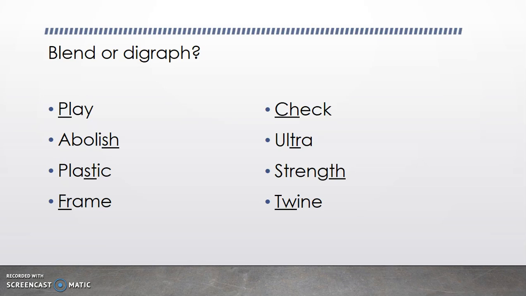Alright, so let's look at these and see how you did. So play, the PL, is it a blend or a digraph? It is a blend. Each one is still keeping its own sound, but they're working together. Pl, p-l-a, play. Abolish, the SH, making a new sound, sh, so it's a digraph. Plastic, blend. Frame is a blend. Check is a digraph. Ultra is a blend. Strength is a digraph. And twine is a blend.